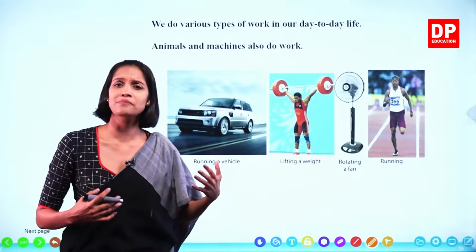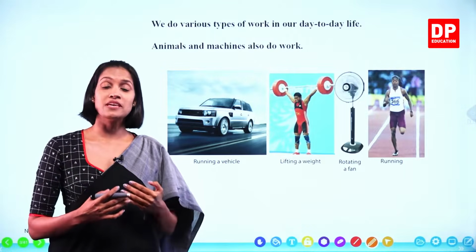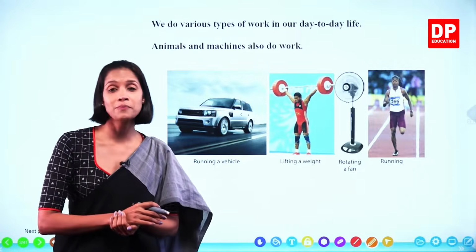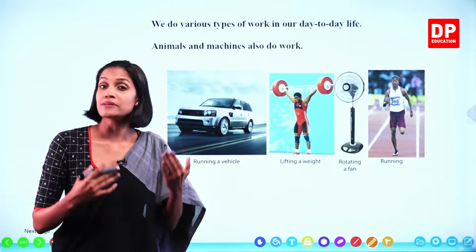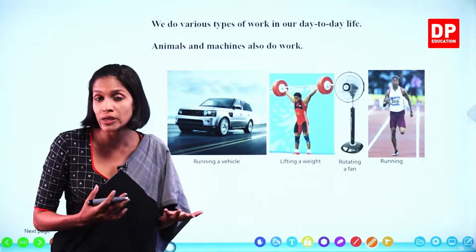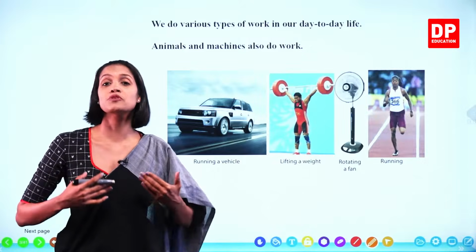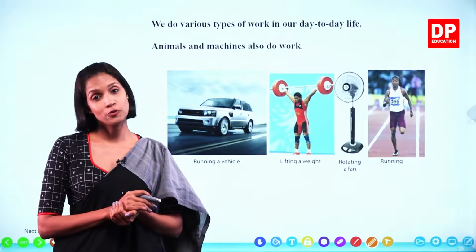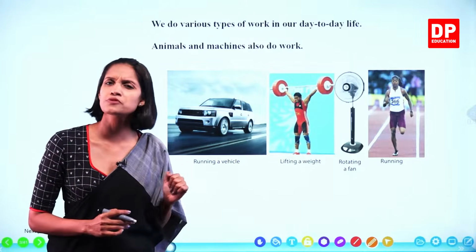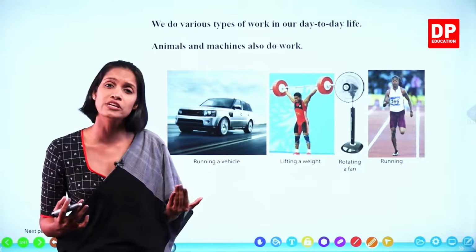What are the work done by animals, children? Sometimes they have to catch their prey. So accordingly, they have to run to catch their prey. Some of the animals climb trees. Some other animals like aquatic animals, they have to swim. So those are the different types of work done by the animals. Okay, children? So what are the other examples for different types of work that we do in our day-to-day lives?